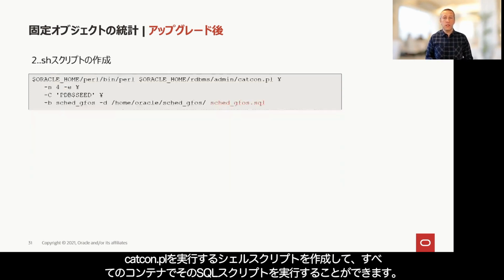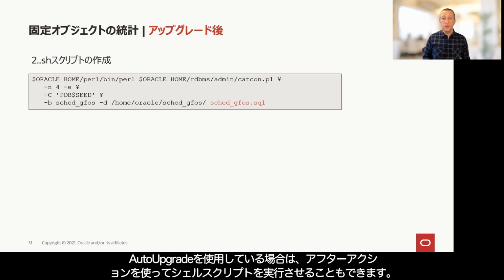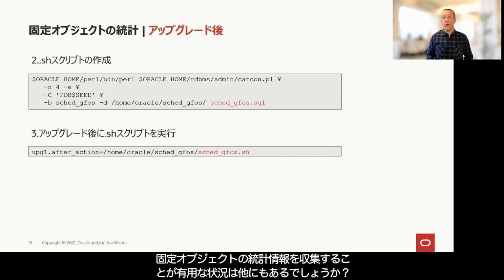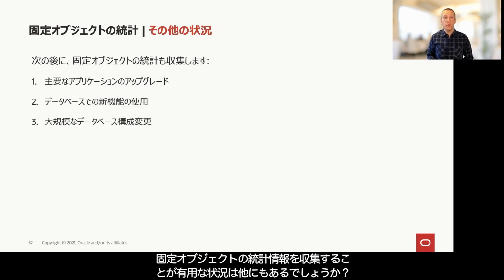You can then create a shell script which executes catconpl and to execute that SQL script in all of your containers. And if you're using AutoUpgrade, you can use an after action to get AutoUpgrade to execute the shell script for you. Are there other situations where it might be useful to gather fixed object statistics?